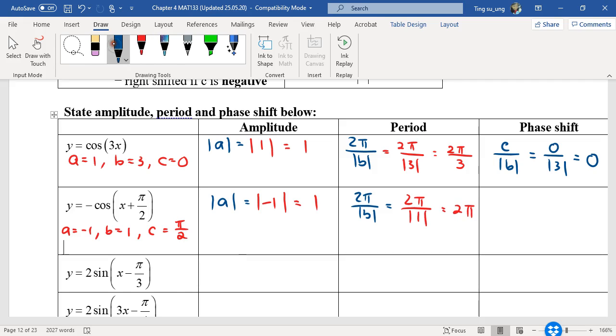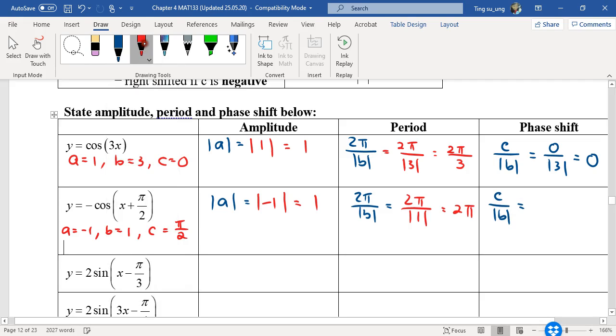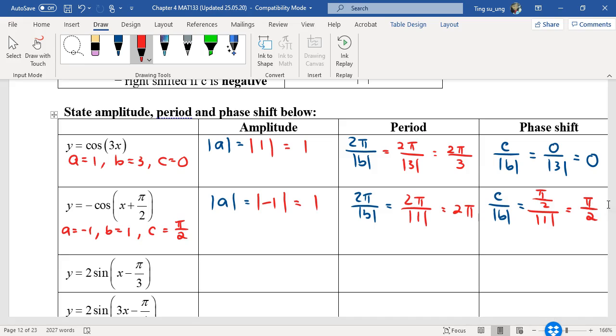So again, phase shift, get your formula, c over absolute b. What's your c? Your c is pi over 2. What's your b? Your b is 1. So it means that you have pi over 2. Since your c is positive, what does it mean? You will have shift to the left. Yes, exactly.